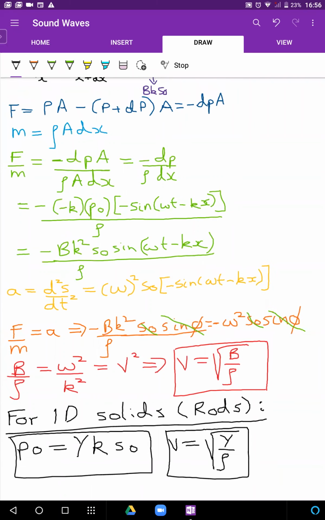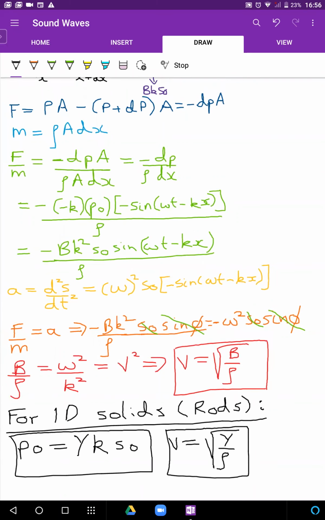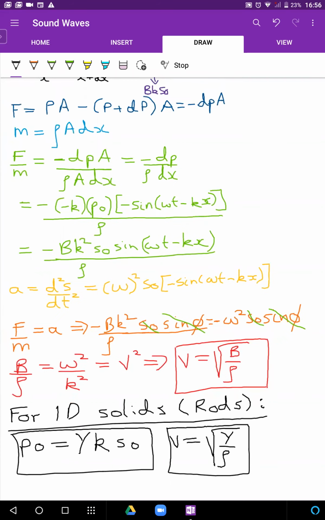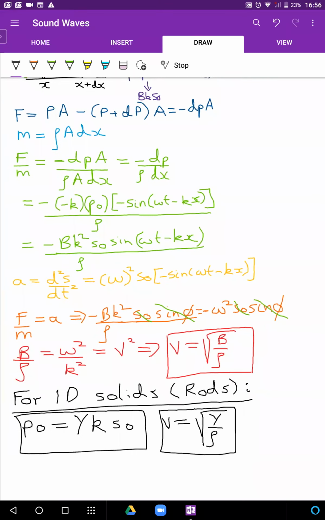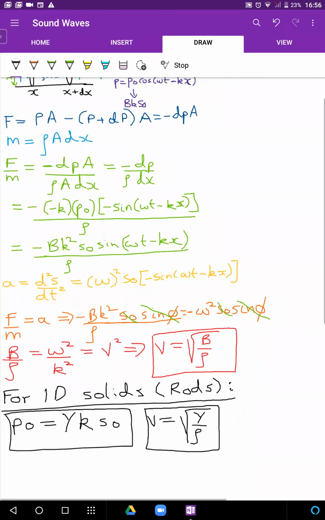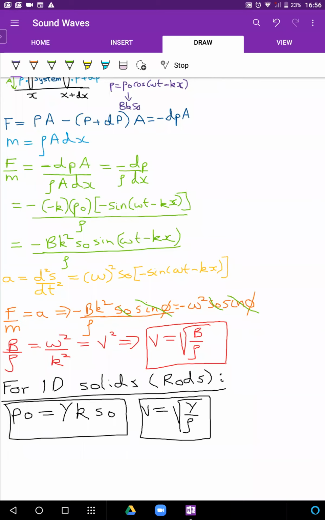But rho is linear mass density. Rho is mass by volume. I'll make a note of that as well. Rho is linear mass density. However, for 2D and 3D bodies, it's a complex function of your Young's modulus and your eta. So you don't need to know this. For 2D and 3D solids, velocity of sound, that's out of your scope. That's not in your slides.